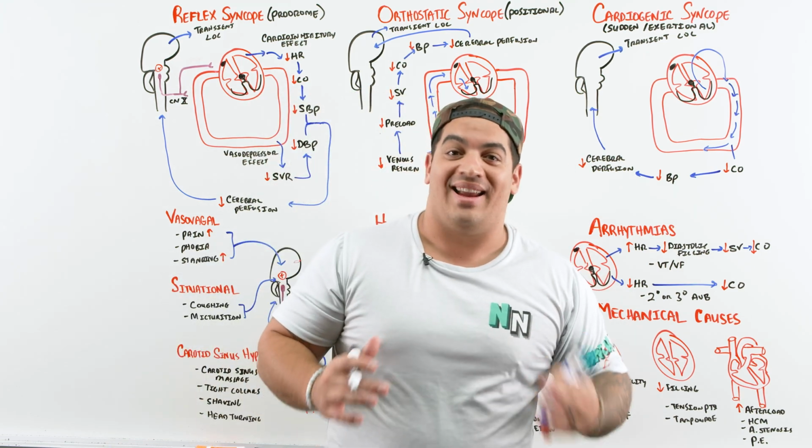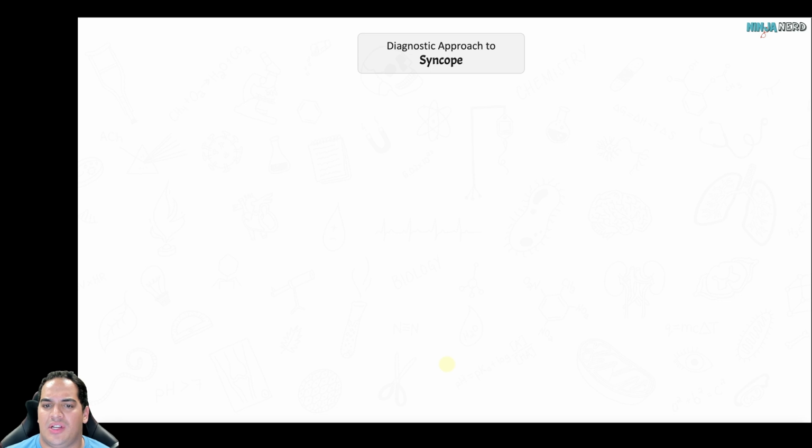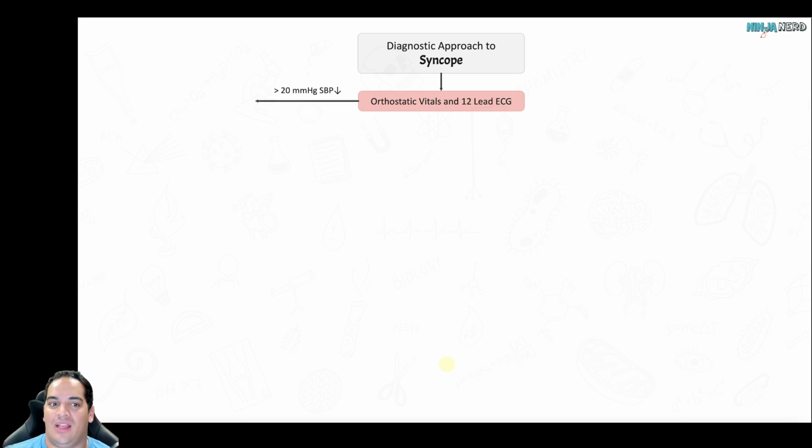That covers this concept of syncope. Now let's go into how we diagnostically approach it. With the diagnostic approach to syncope, the first thing that I want you guys to think about is getting orthostatic vitals and a 12-lead ECG. The reason why is this is going to help you right away to tell you, do I have an arrhythmogenic cause of syncope or do I have orthostatic syncope?